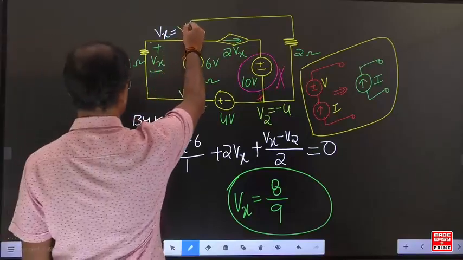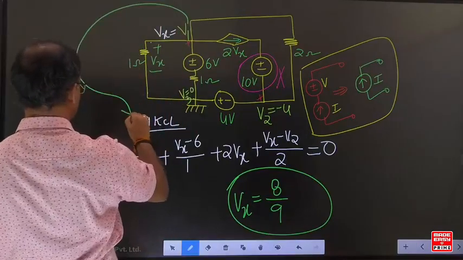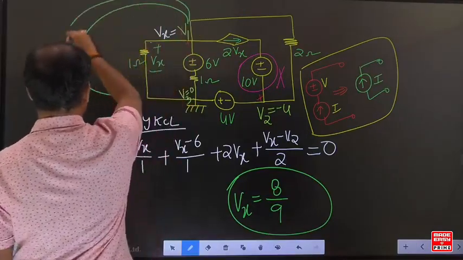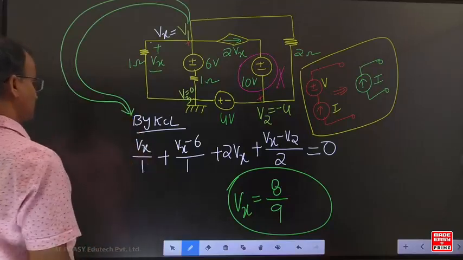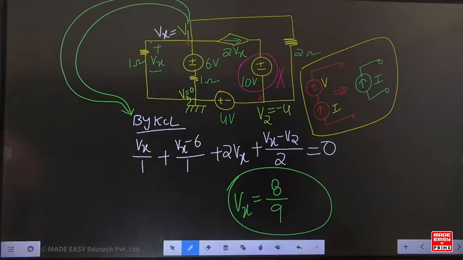We are writing a KCL at node 1 जी. क्या सुन रहे फिर? Already explained all the steps. KCL किधर लगा रहे बोल के पूछ रहे आप. क्या नींद में है क्या? Very good. 8/9.